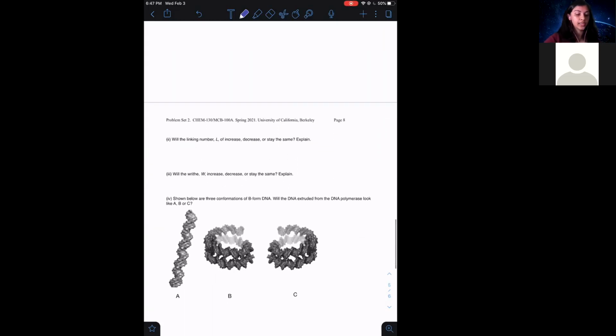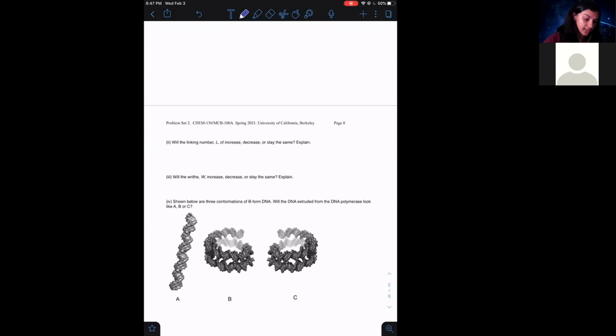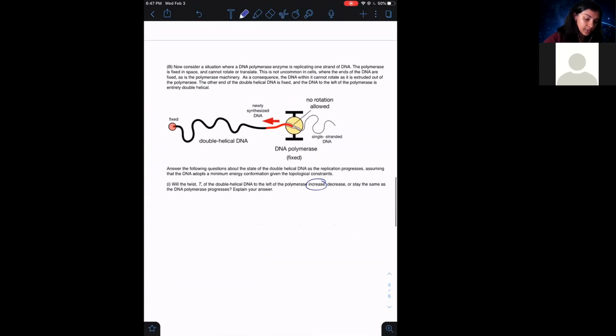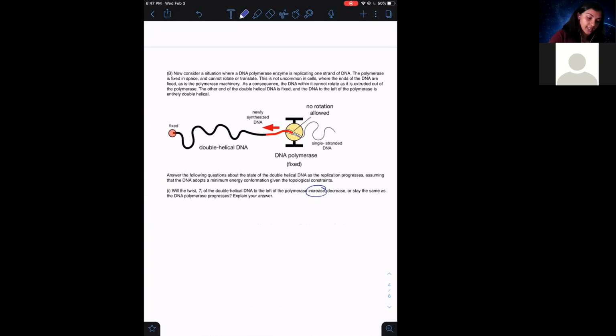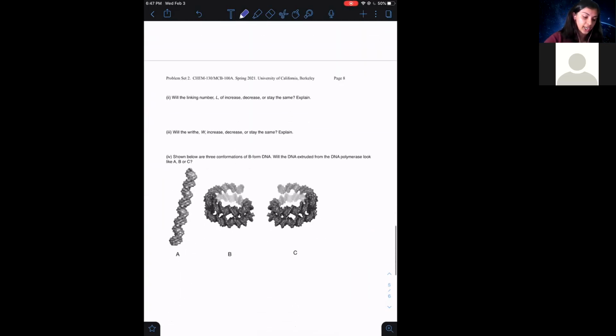Part two asks, will the linking number increase, decrease, or stay the same? In this case, we know that since both ends are fixed, the linking number can't change. So the linking number will stay the same.